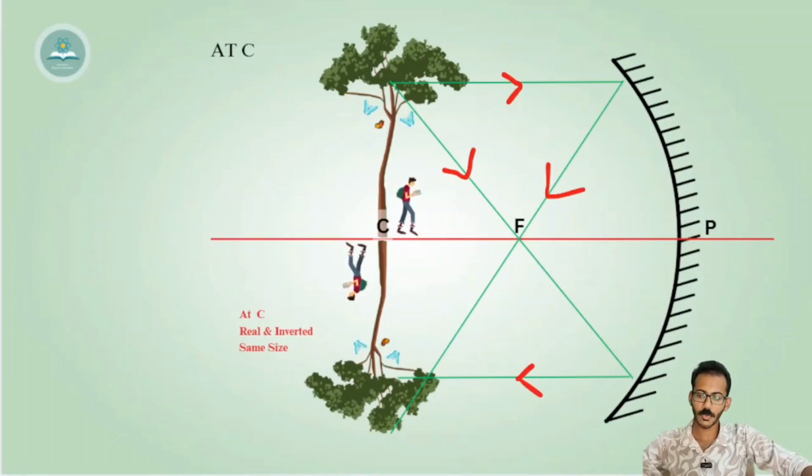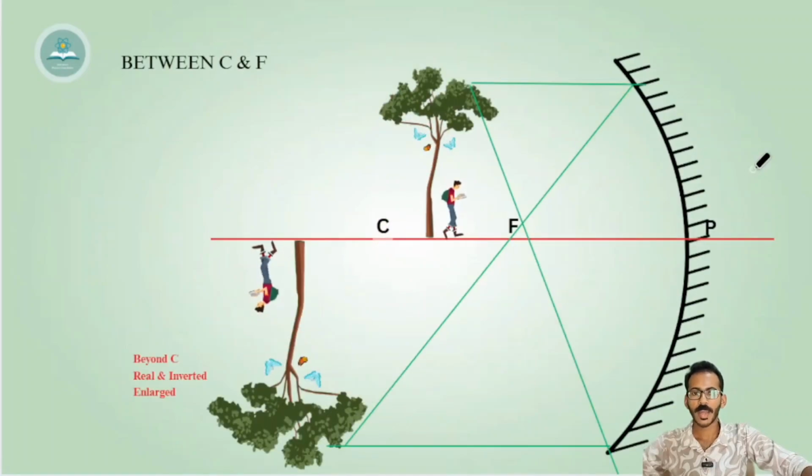As I told you, we are bringing it closer to the mirror. So now it is at C. In the next case, we'll place it in between C and F. Let's see what happens. Now I have kept my object between C and F. I'm taking it closer to the mirror and I'm keeping it in between C and F.